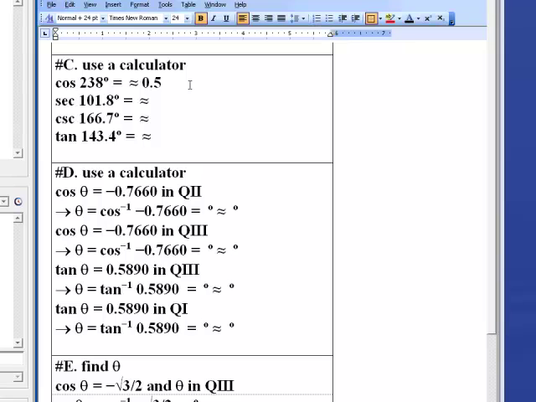238 degrees is in the third quadrant, where the cosine is negative, so I put negative in front of that.